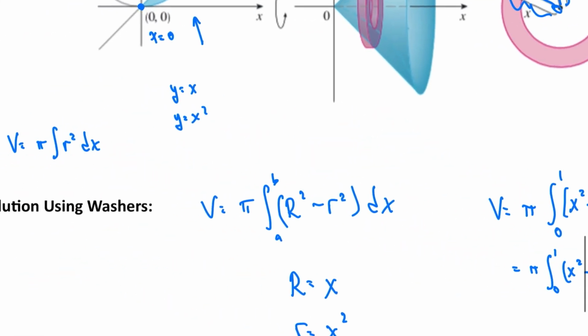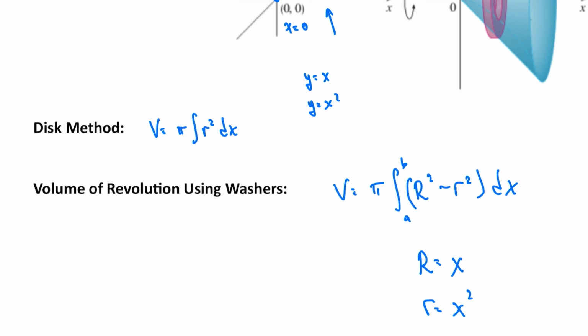So going back, when we have these washers, we're going to have pi multiplied by the integral of the outer radius squared minus the inner radius squared dx. There you go. Good luck.